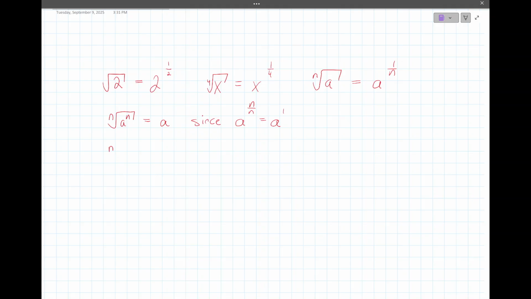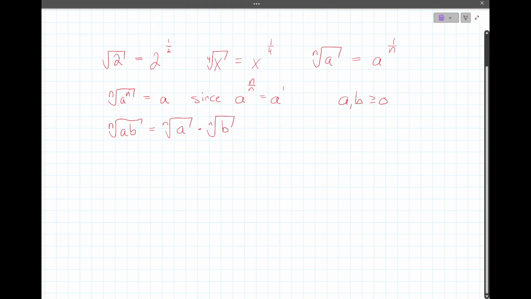Another important rule is that we can take the nth root of ab, and I can break apart a radical into 2 separate radicals, the nth root of a and the nth root of b, as long as they have the same index and root. And all of these are for a and b greater than or equal to 0. So I can do that if they all have the same root.